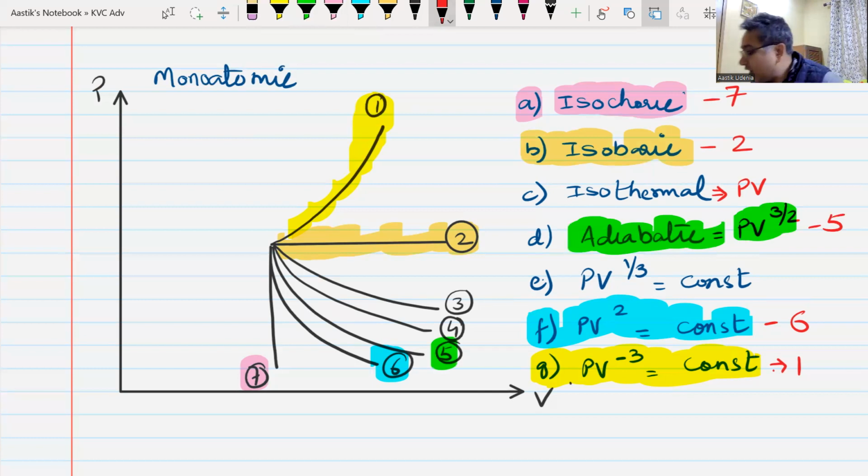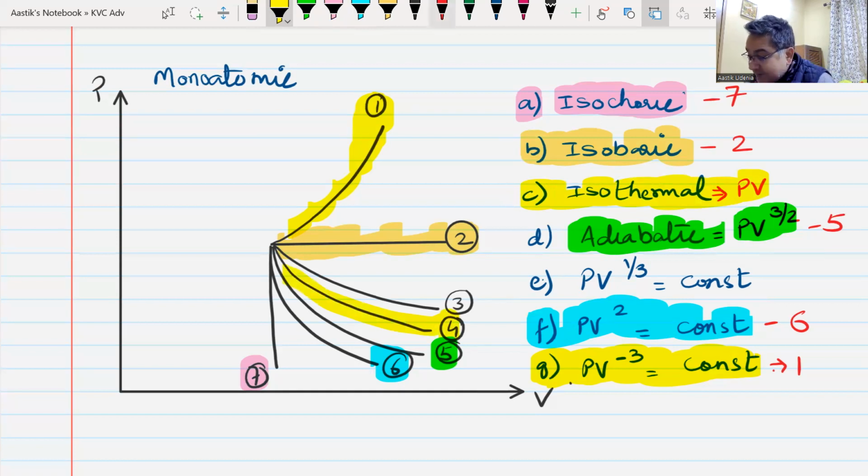Understood, sir. Now you look at the next higher process, the next process which has a slope less than this. Isothermal, sir. Then it is isothermal, my dear friend. So isothermal has to be number 4.